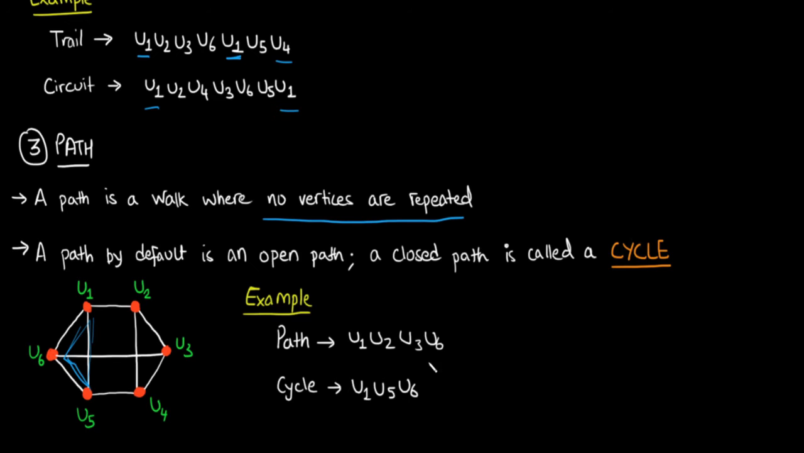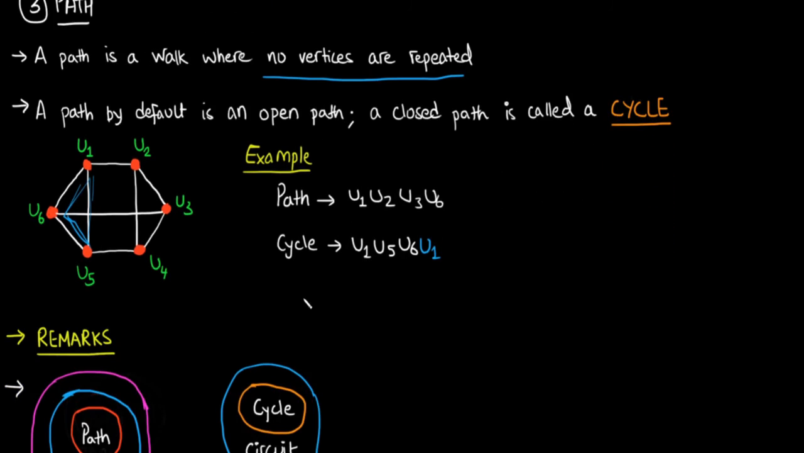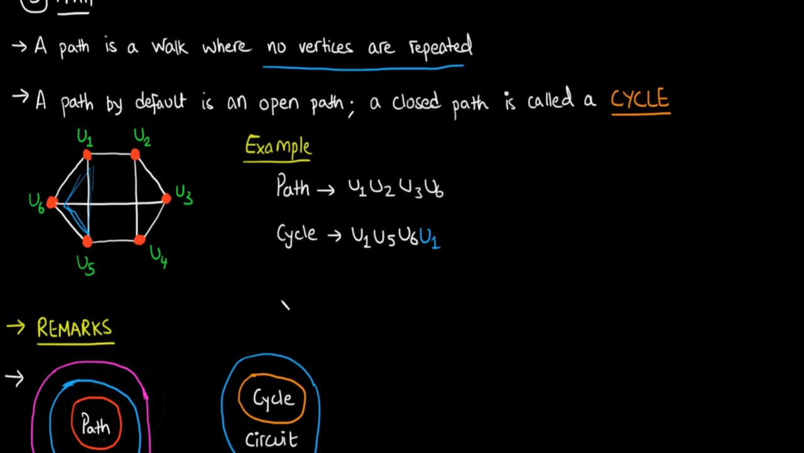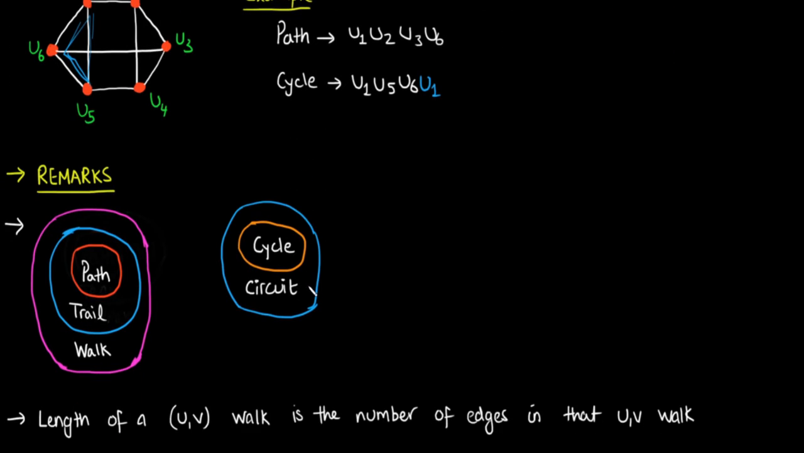Okay, and back to u1 again, obviously, because it's a closed path, and that's the circuit. So there are some remarks. Basically, I've drawn two diagrams here. Let's see what these mean.